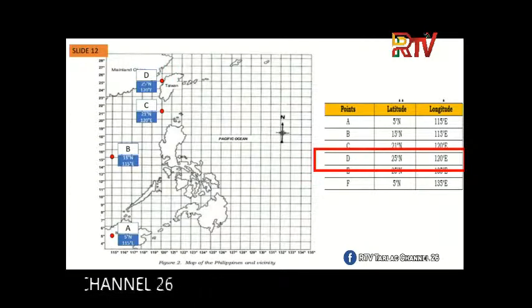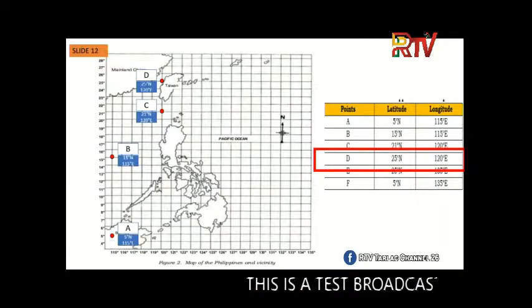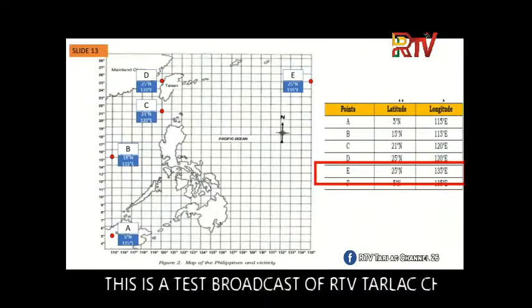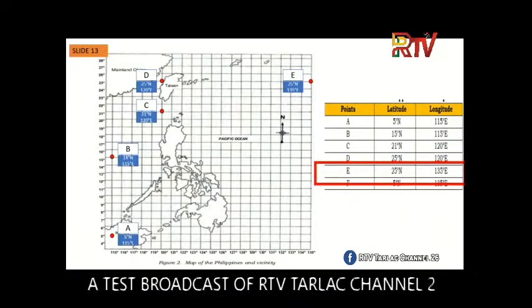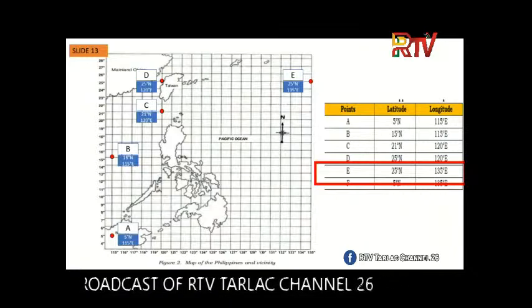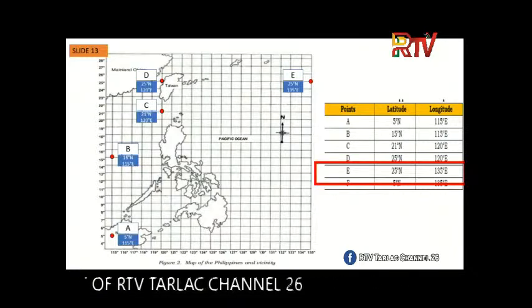This time, let us plot point E given the latitude value of 25 degrees north. Have you seen it? Good. Then for the longitude, look for 135 degrees east. Write a dot where they meet.